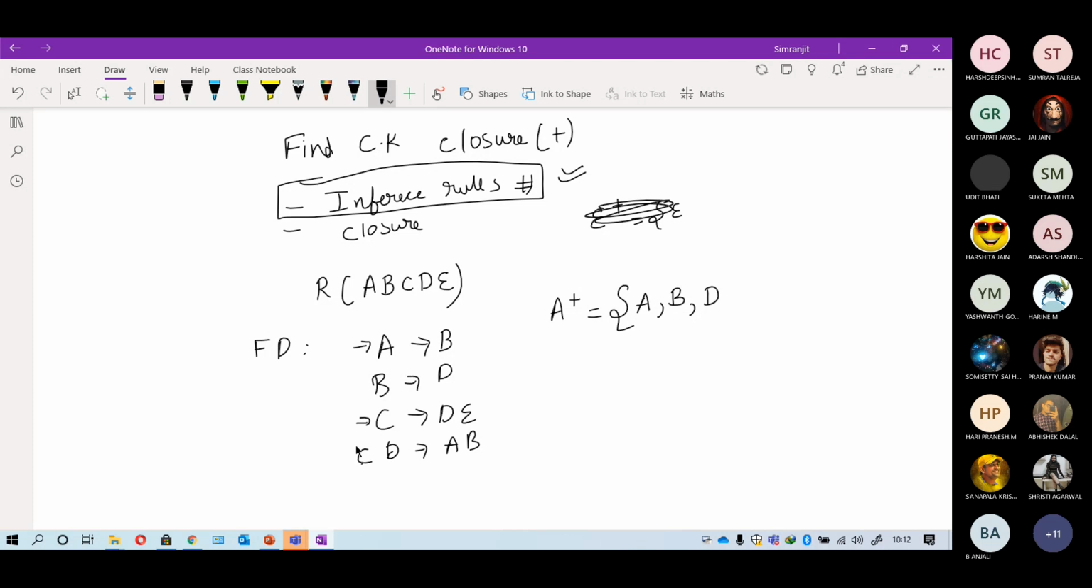D is in my set, but C is not in my set. So again, I cannot derive AB from here. You stop your set here. This is how you find out the closure.